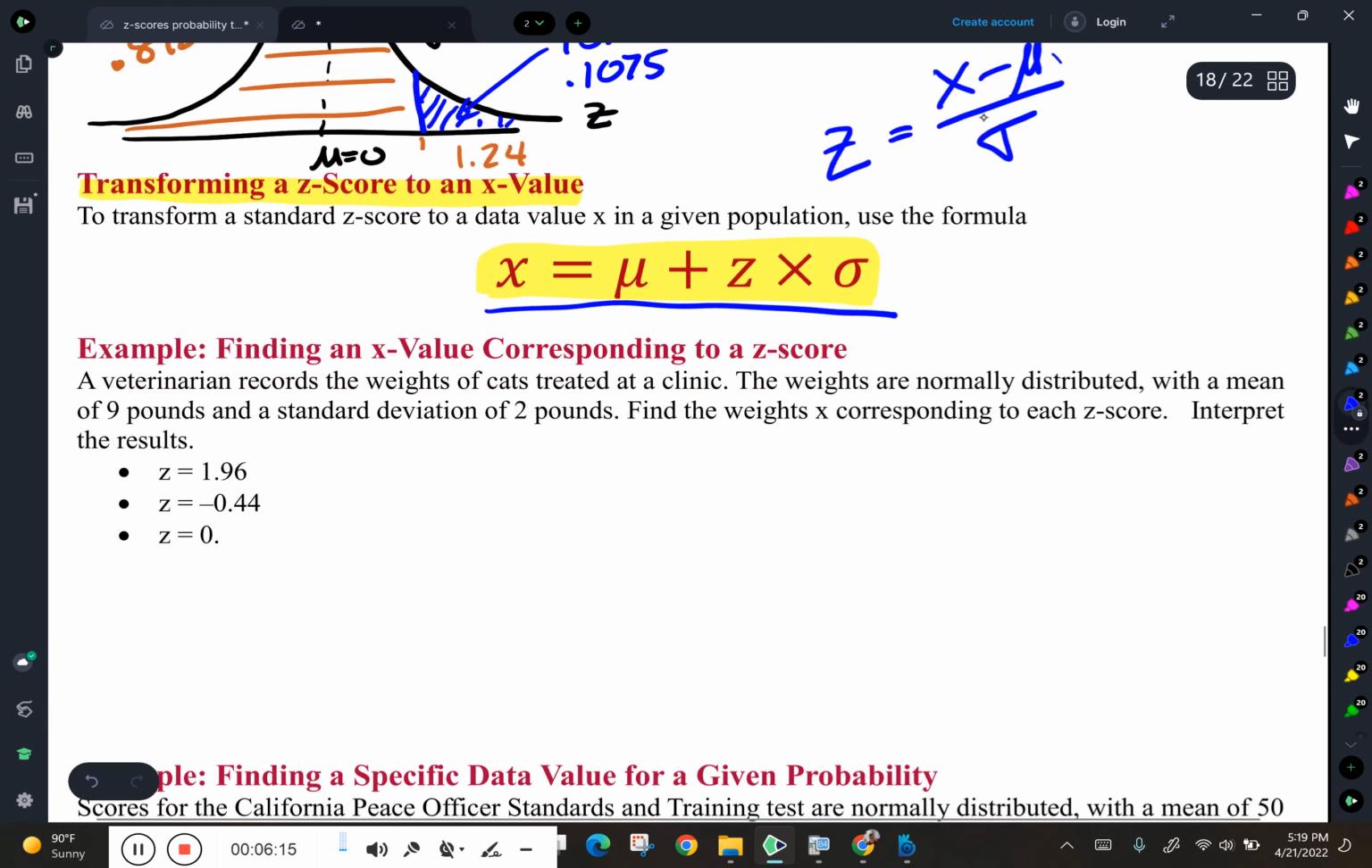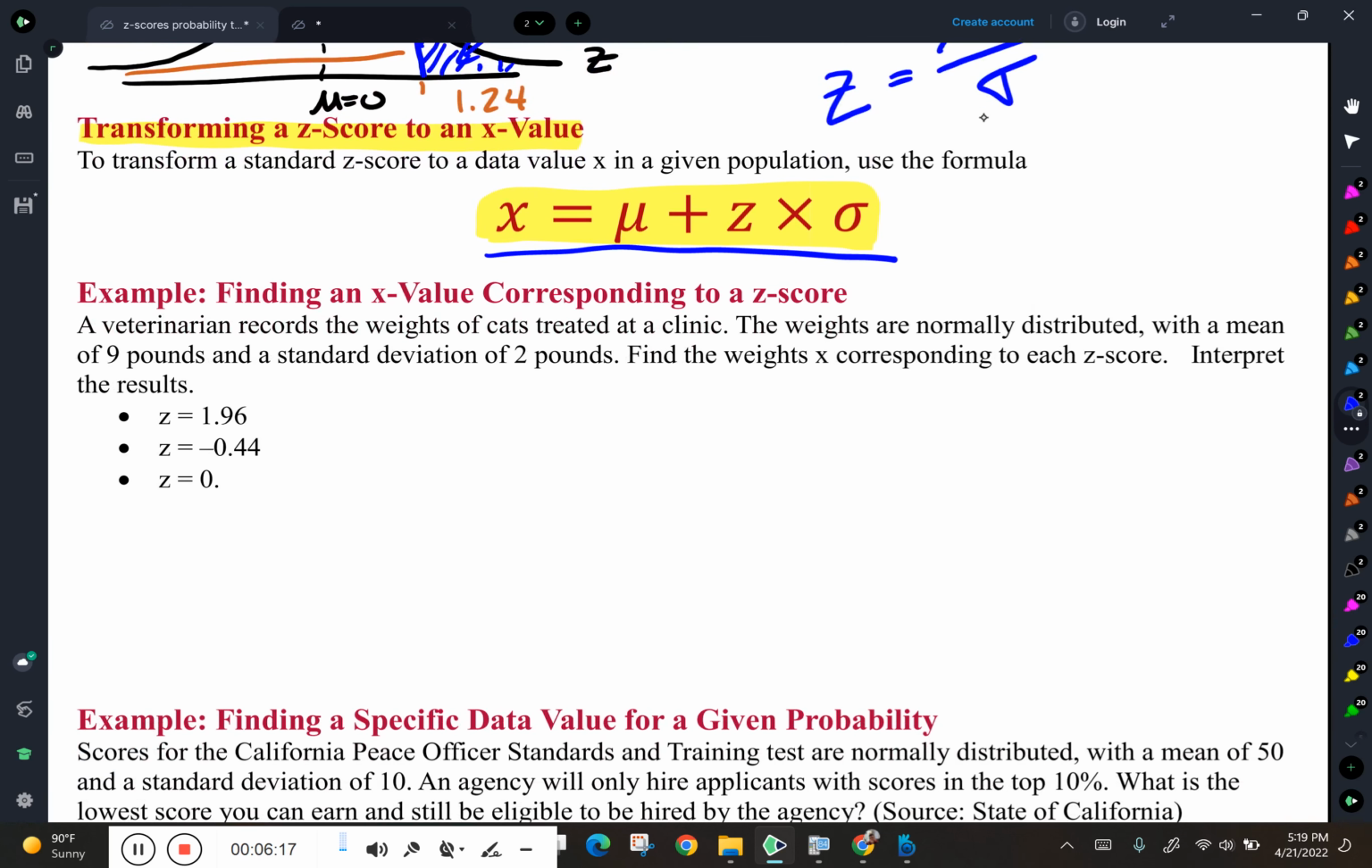Okay. All right, let's take a look at a couple examples and then try to figure out where we'd ever want to use that. A veterinarian records the weights of cats treated at a clinic.